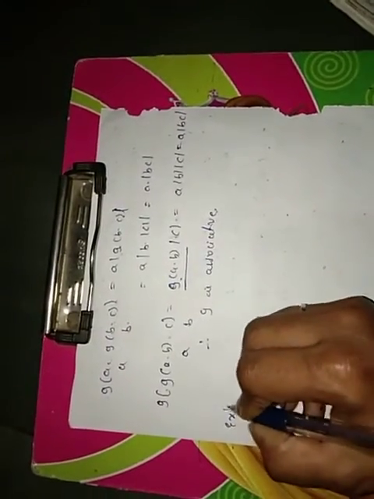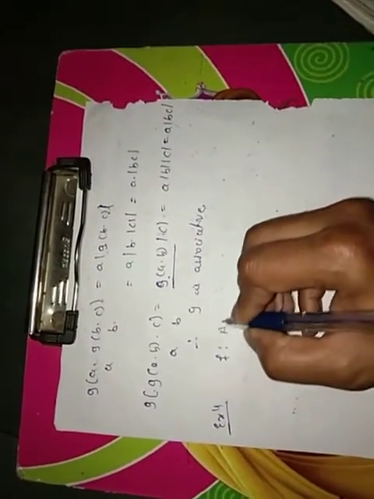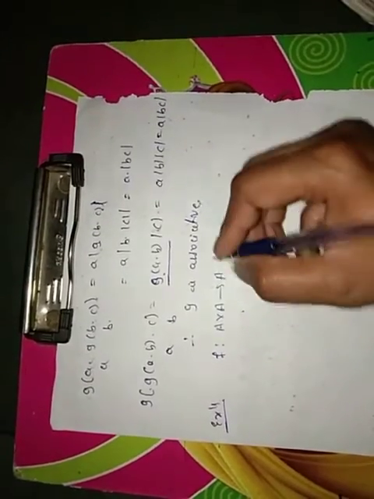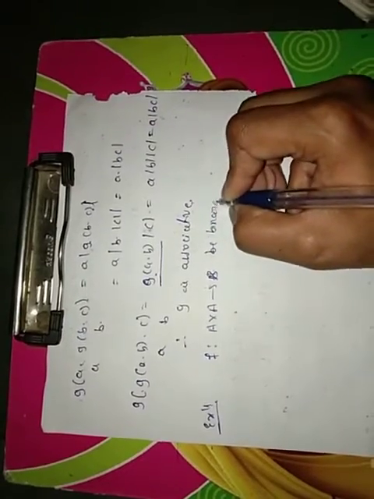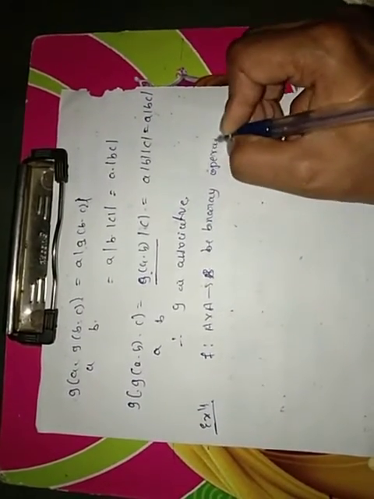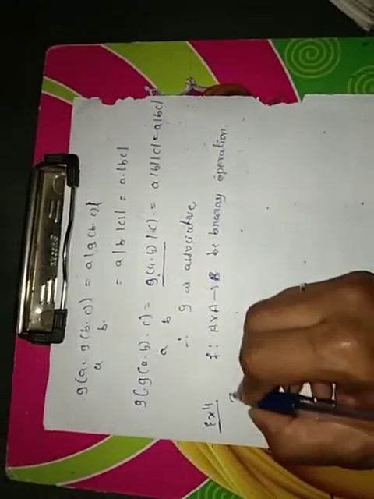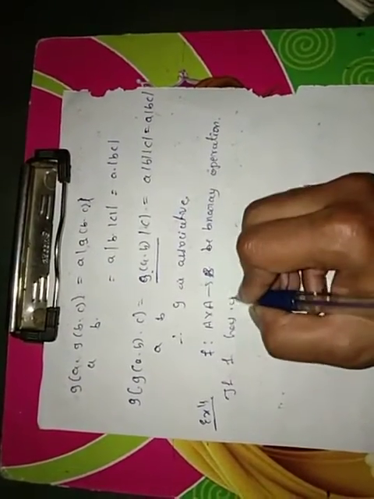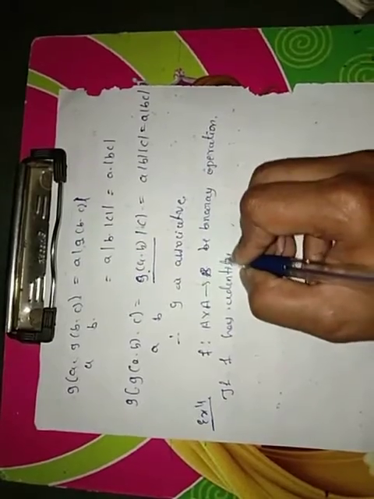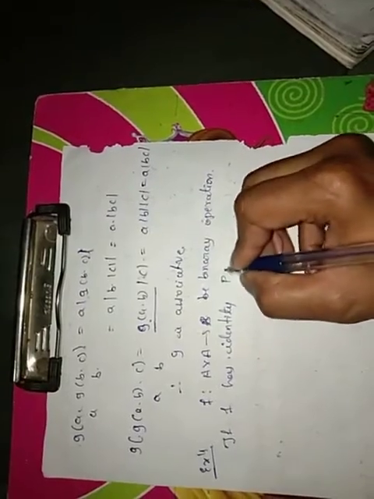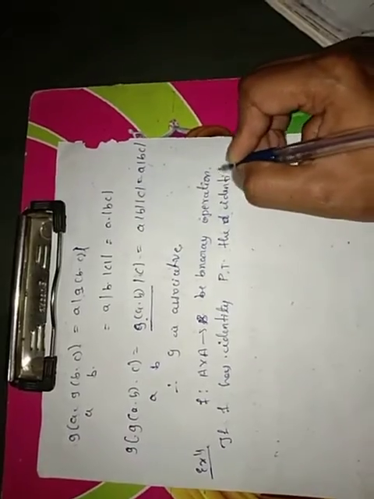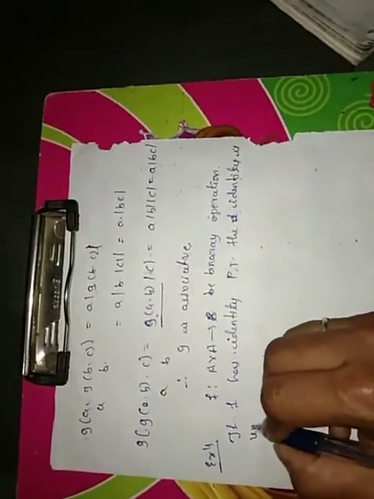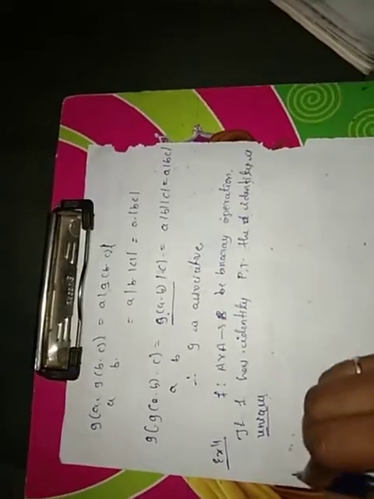Next example is, let f from A cross A to B be a binary operation. If f has an identity, prove that the identity is unique. So come to the solution here.